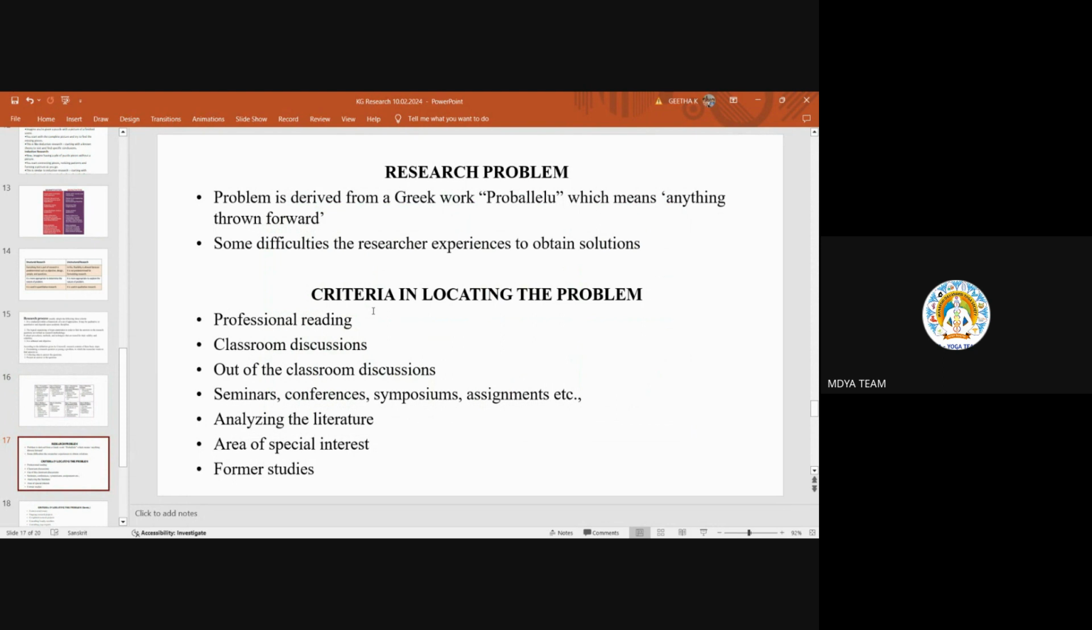Whenever there is a problem, how will you know the problem? Unless I express that I have a problem, nobody will know, right? That is why they say it is thrown forward. And there are some difficulties research experiences in obtaining the solution. Naturally, when a problem comes, it is not that easy to get a solution. Similarly in research, if you are a regular scholar, you have to be at least 2 years in your university, and if you are a part-time scholar, at least 4 years. So finding a solution takes at least 2 or 4 years.